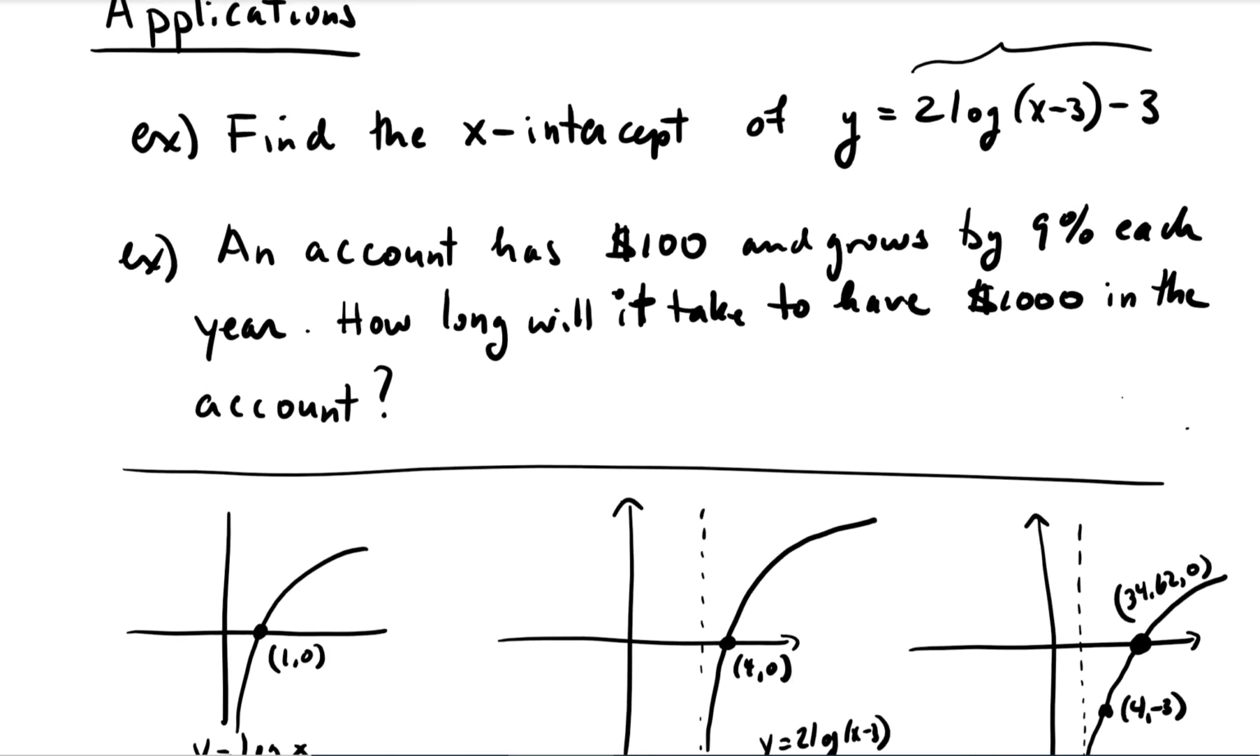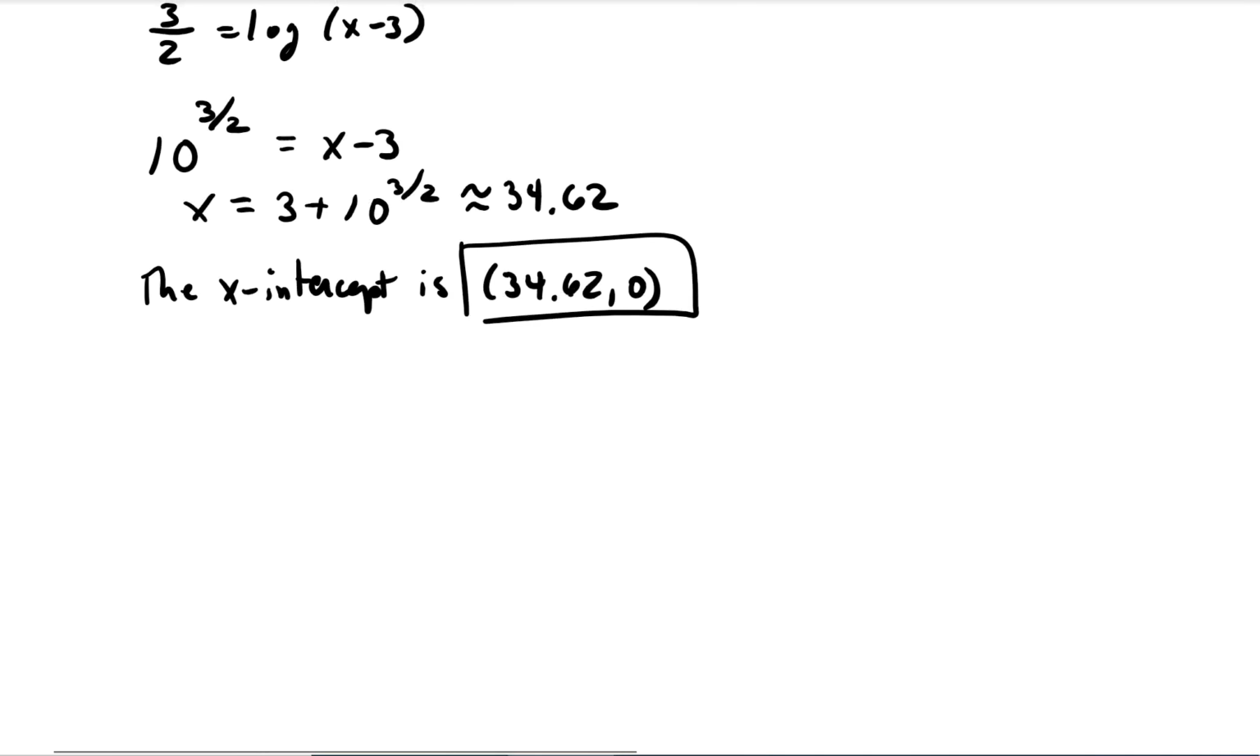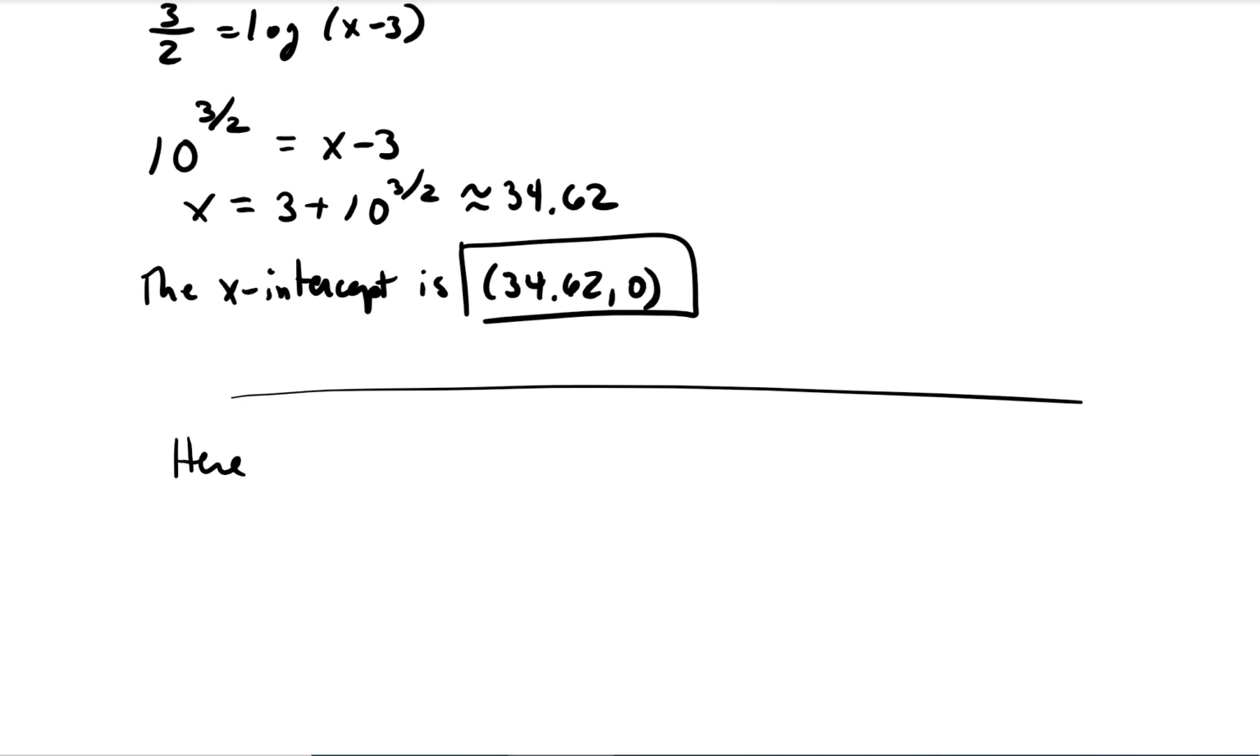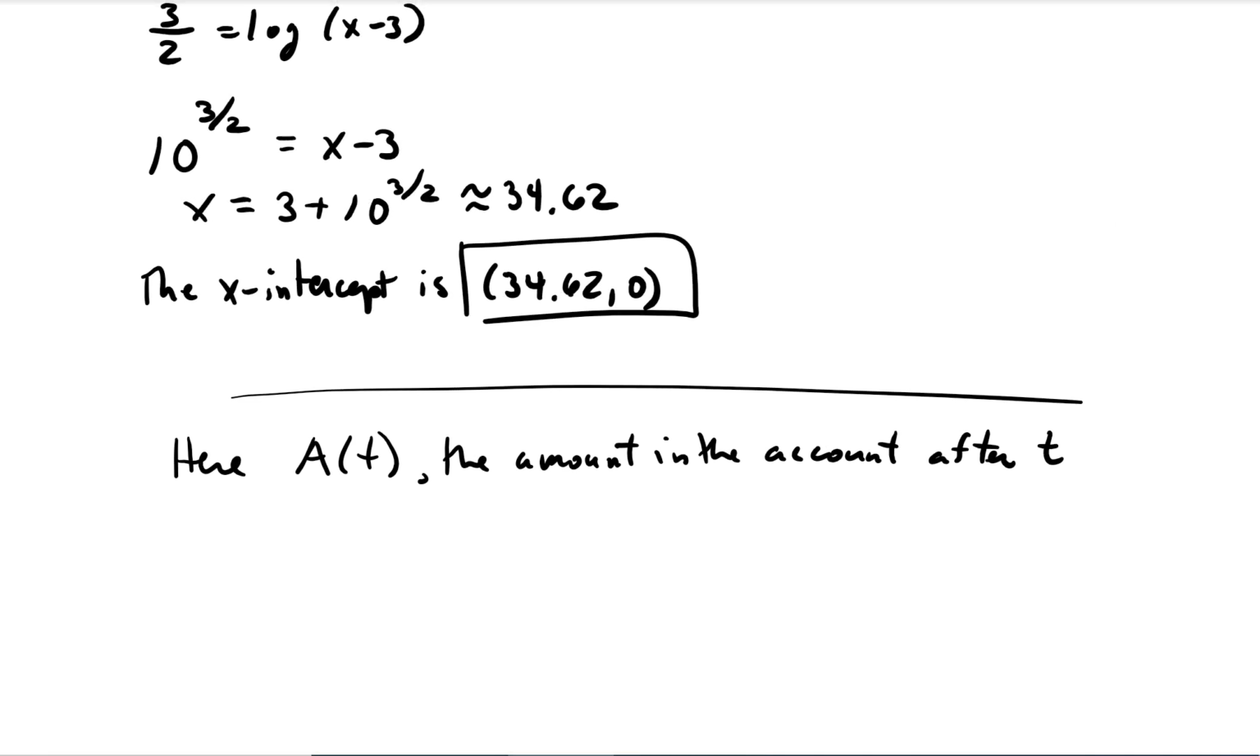Second example, we've got an account that has $100 and it grows by 9% each year. How long will it take to have $1,000 in the account? So first thing is you have to figure out what your model is. In this second example, A of t is the amount in the account after t years.